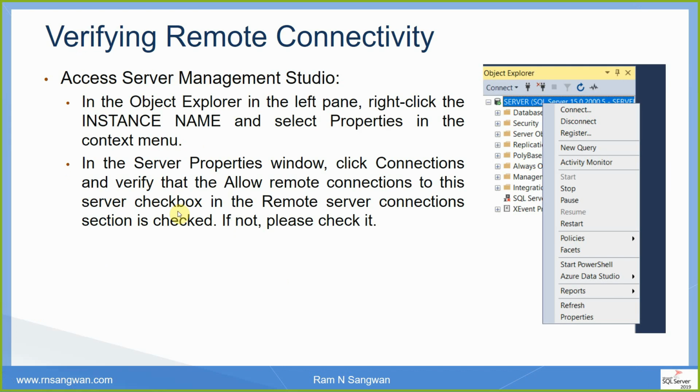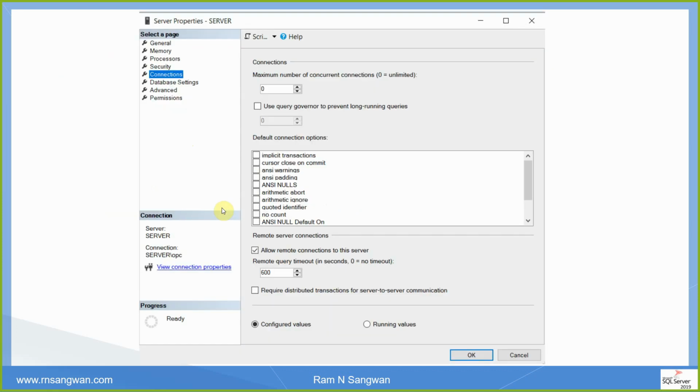Verify the remote connectivity. You can do it through SQL Server Management Studio. In the object explorer, right click on the instance name and then properties. In the server properties, click on connections. Then verify, under connections, that allow remote connections is set to true, or it is checked, or it is enabled.